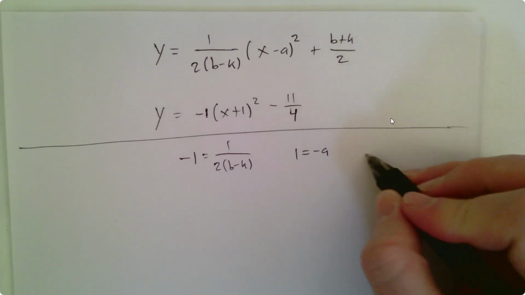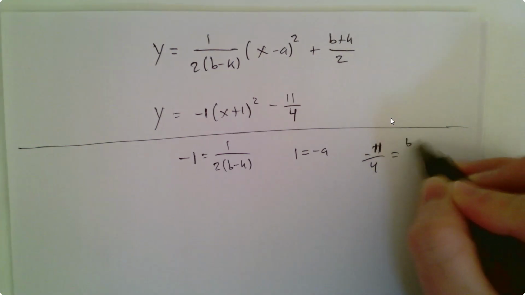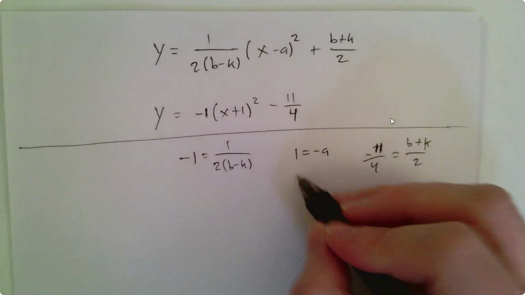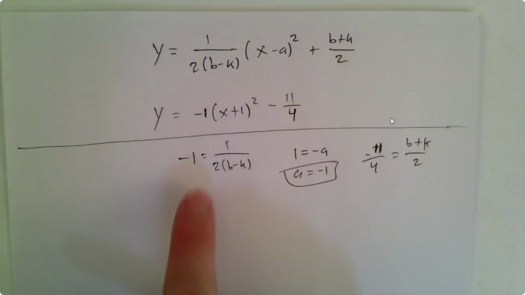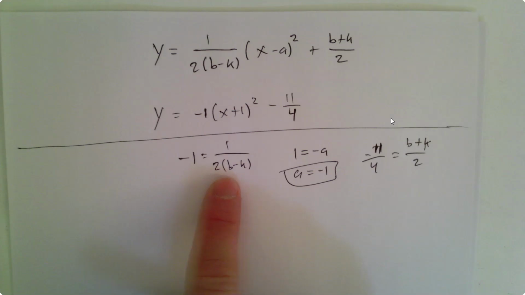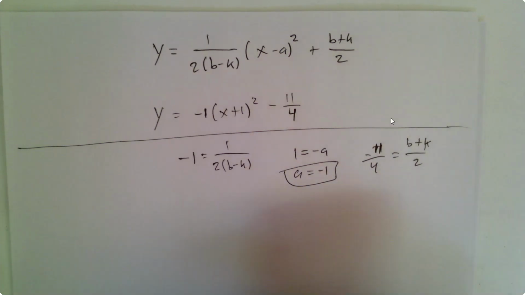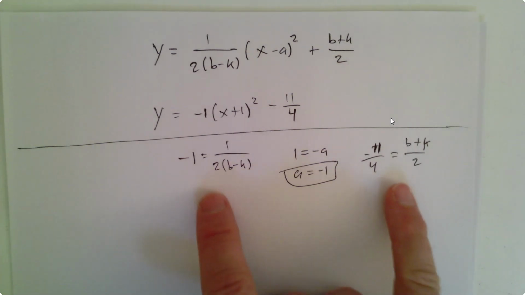And we've got that -11 fourths equals b plus k over 2. Okay, so this middle one right away tells us that a has to be -1. Here I have an equation with both b and k in it, though. So if I isolate b, it'll just tell me what b is in terms of k. However, I have two different equations with a b and a k. So I can just solve this as a system of equations.